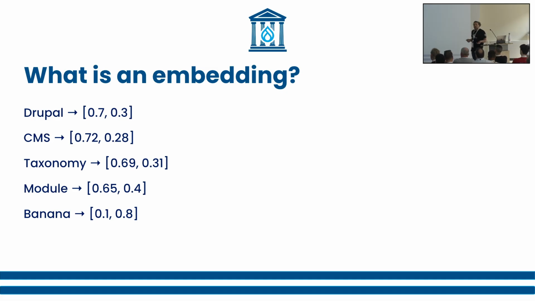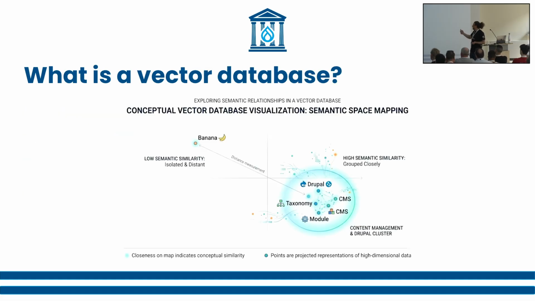And in a vector database it is represented in this way. So we have here a cluster of terms related to Drupal, taxonomy, module, and CMS. And then far away, we have the word banana. So this is a vector database with all the coordinates, so the embeddings, and the terms get stored in these dimensions.